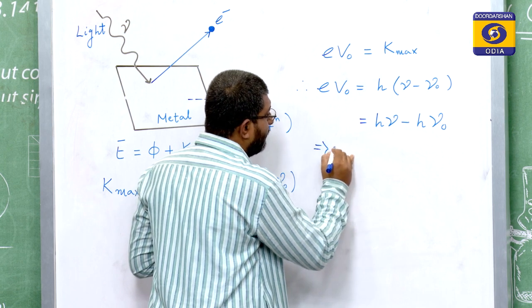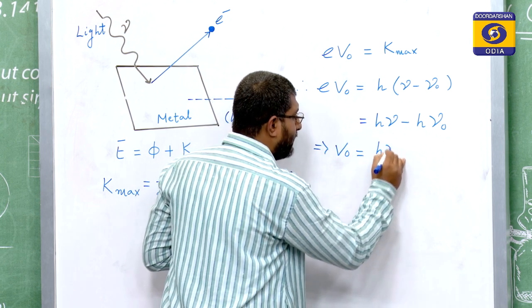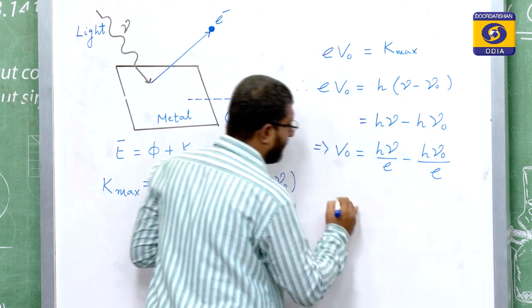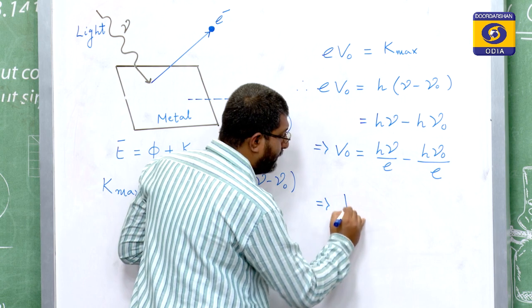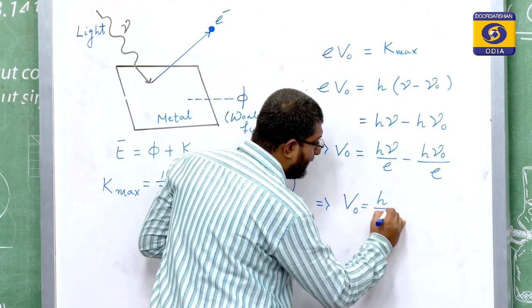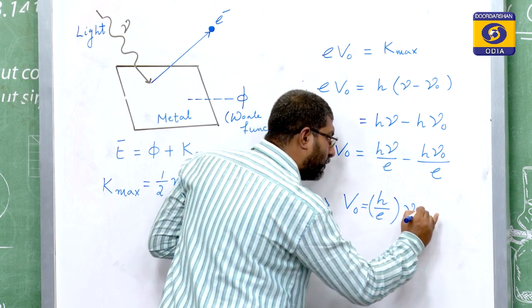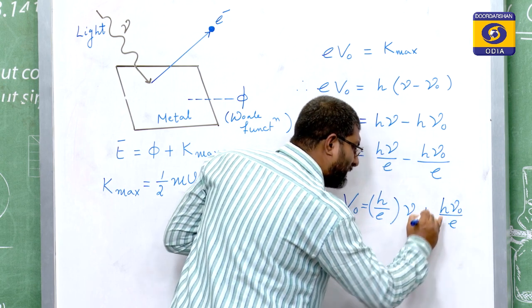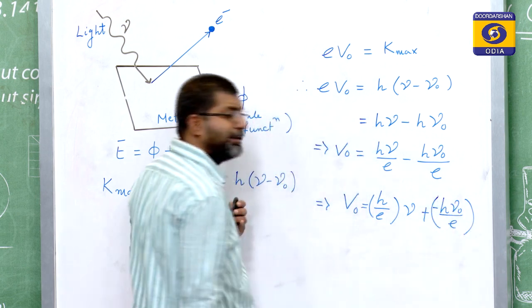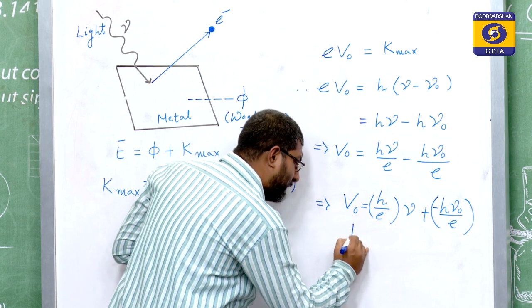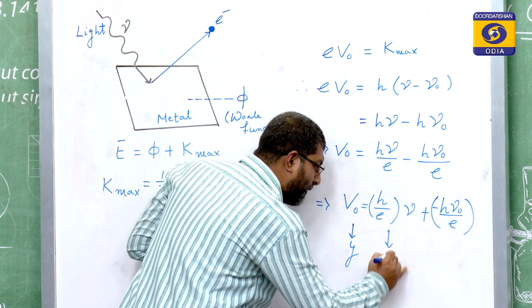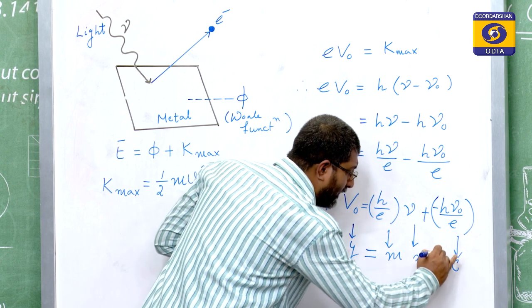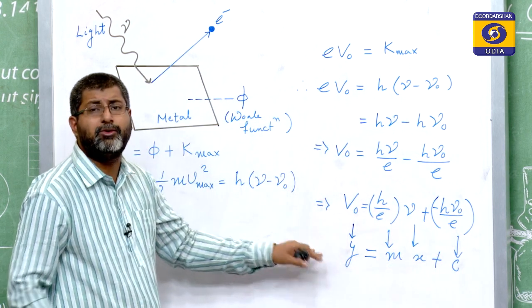That implies V0 equals h nu by E minus h nu 0 by E. That implies V0 equals (h by E) whole into nu minus h nu 0 by E. Rather, I will write this as a plus, and here there is a minus. So, in this equation, if this is y, this will be m, this will be x, and this will be c. We can write this equation as a representation of y equals mx plus c.